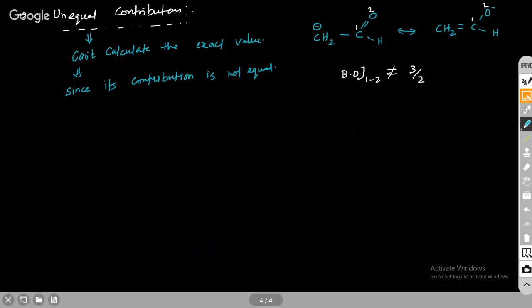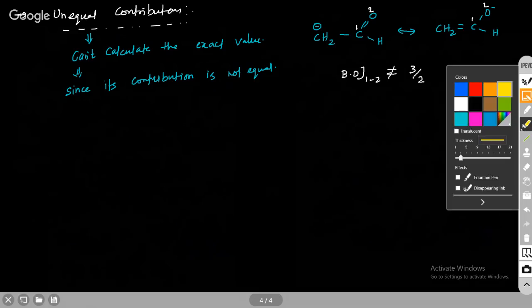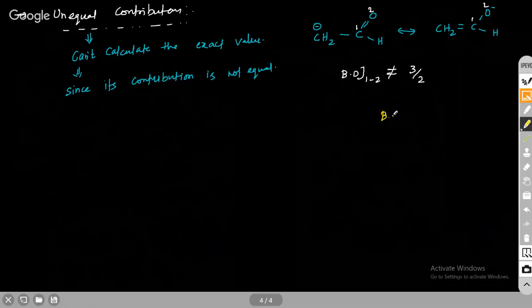For example, the example I have given you here, in this example, you see, if you ask me the bond order of carbon and oxygen here, we cannot take the exact value, but I can surely say that this value will fall in this range 1 to 2, because here the bond order is 2 and here the bond order is 1. So the bond order will be in this range 1 to 2.